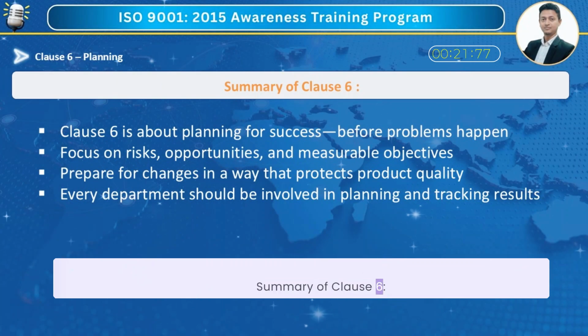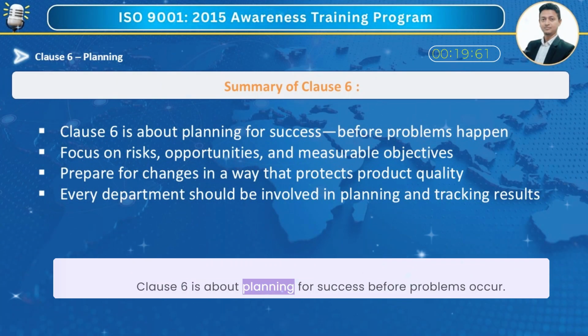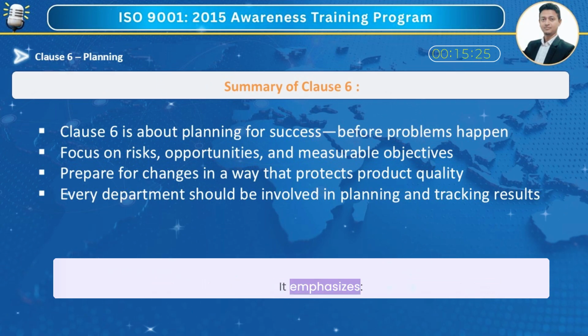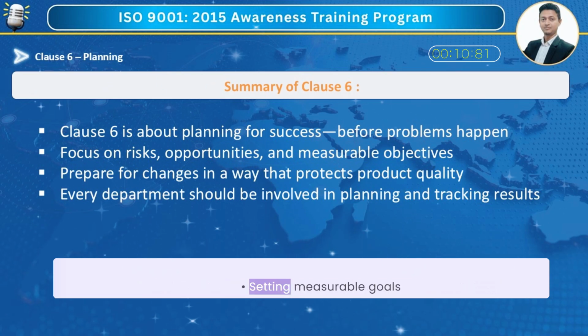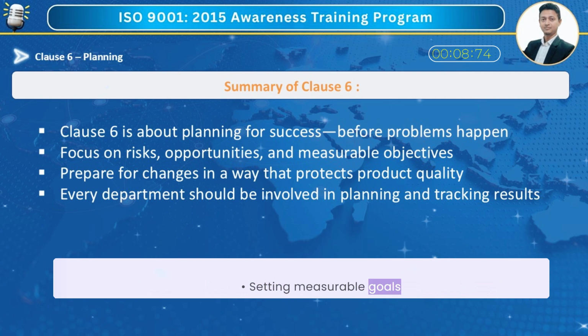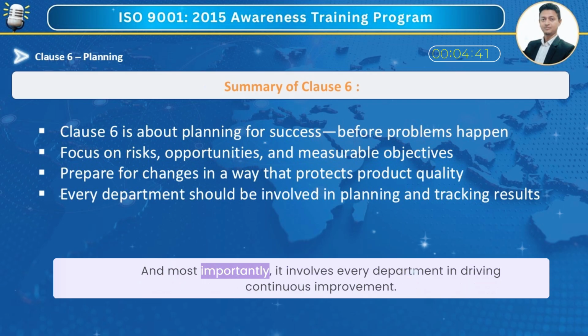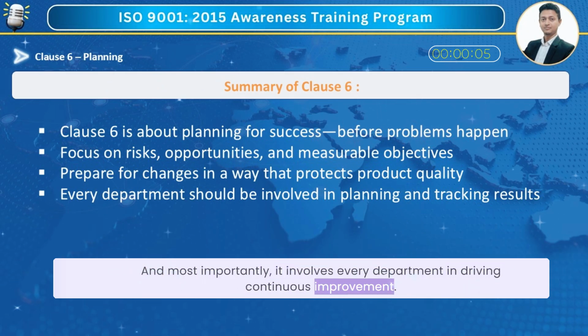Summary of Clause 6. Clause 6 is about planning for success before problems occur. It emphasizes managing risks and opportunities, setting measurable goals, carefully planning changes, and most importantly, it involves every department in driving continuous improvement.